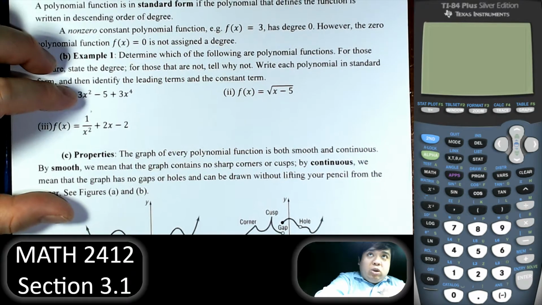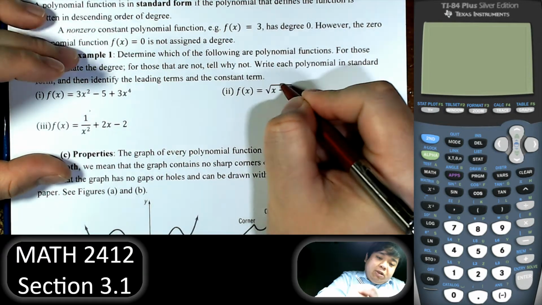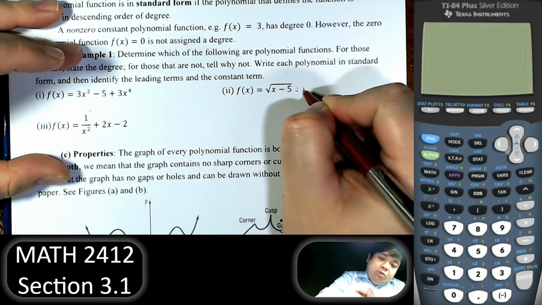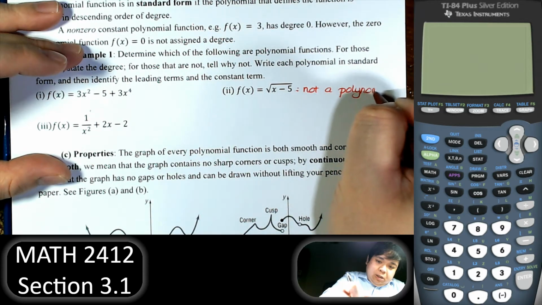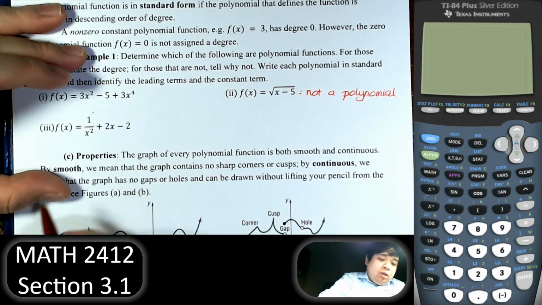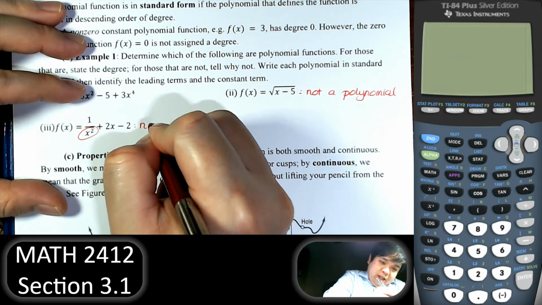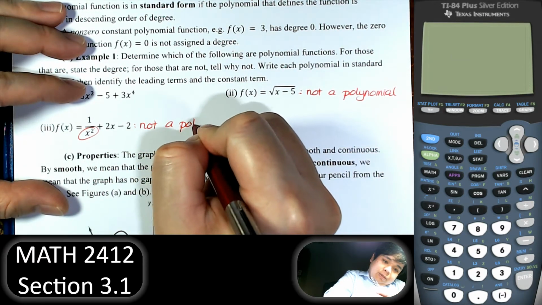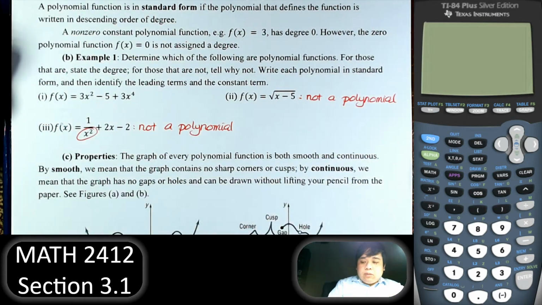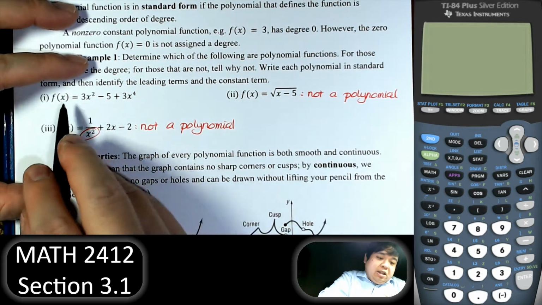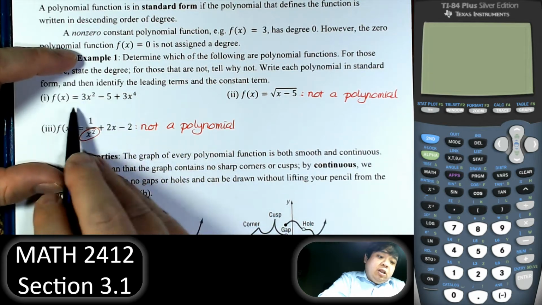First example, determine which of these are polynomials. According to the definition, we cannot have the square root, so this is not a polynomial. And we cannot have anything in the denominator, so this is not a polynomial either. And this is a polynomial. We just have x raised to a natural number, so all of this is good.